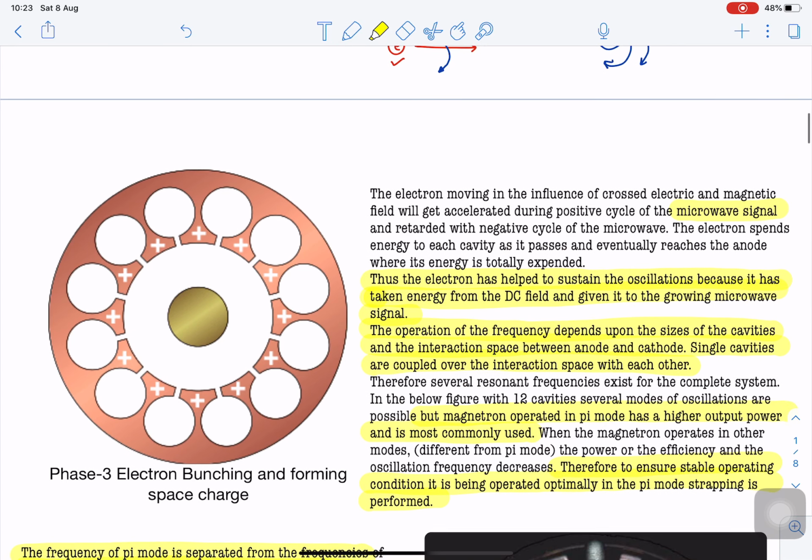So how are we going to generate a microwave signal? The microwave signal is not present initially. Initially, the noise signal which is inherently present in the cavity will be sustained and will grow by taking the energy from electrons. In order to extract the energy from the electrons, we need to achieve velocity modulation, right?